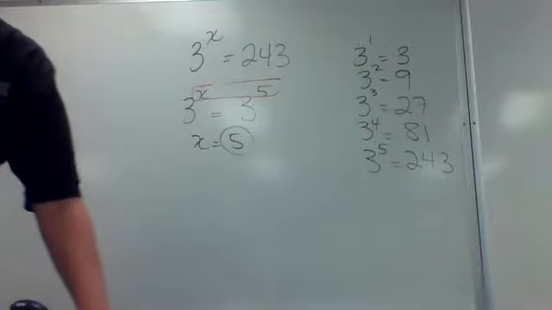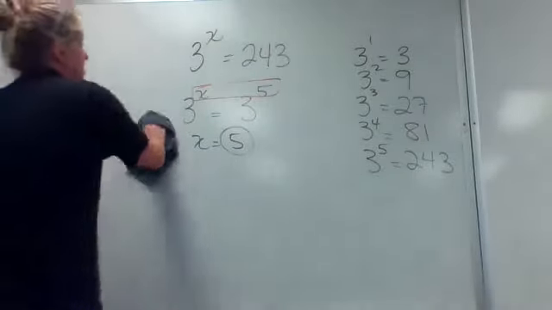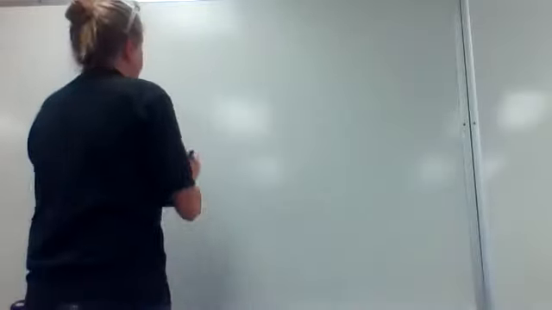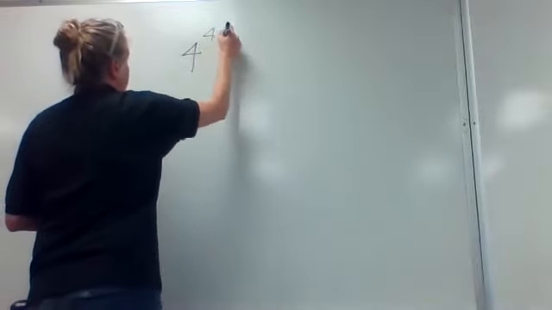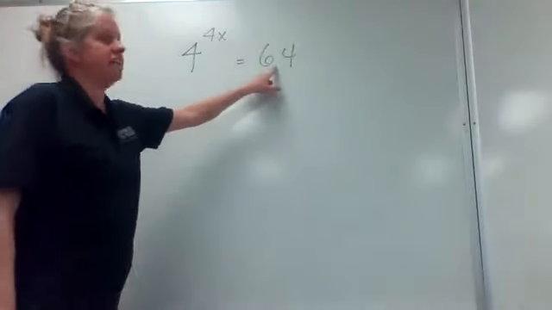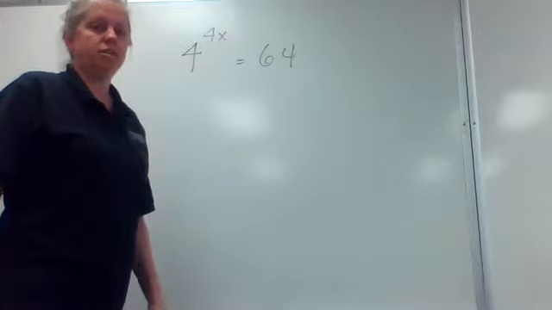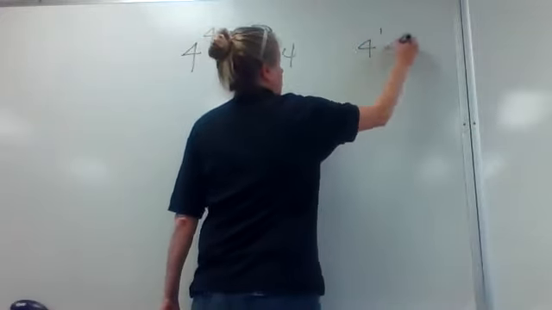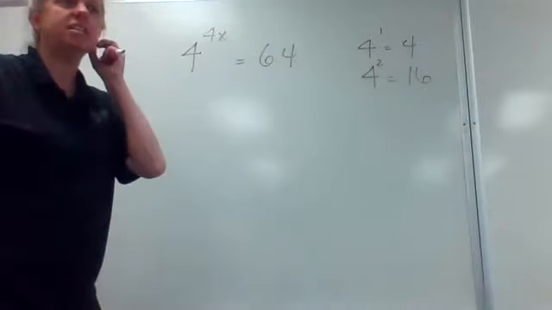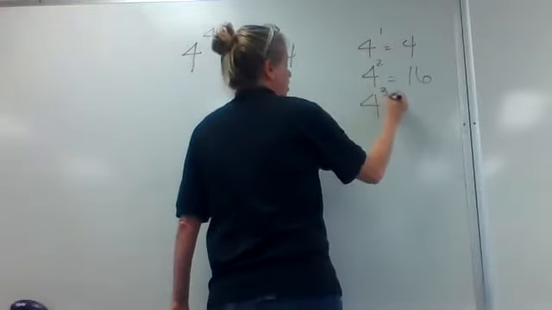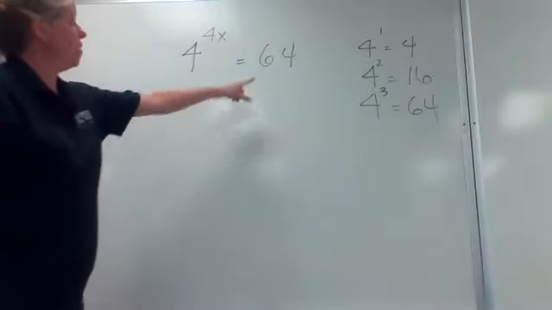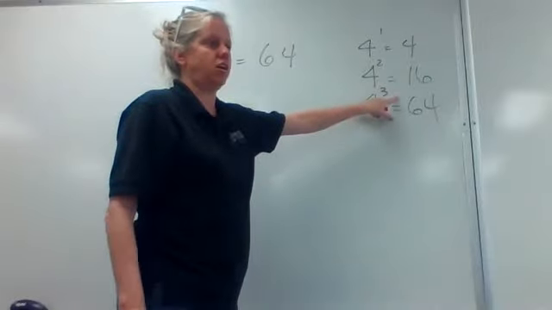Right, number 2, let's see if we can do the same method. 4 to the 4x equals 64. So let's see if we can rewrite the right side as 4 to a power. So let's see, 4 to the first is 4. 4 squared is 16. 4 to the third power is 64. So I'm going to rewrite this 64 as 4 to the third.